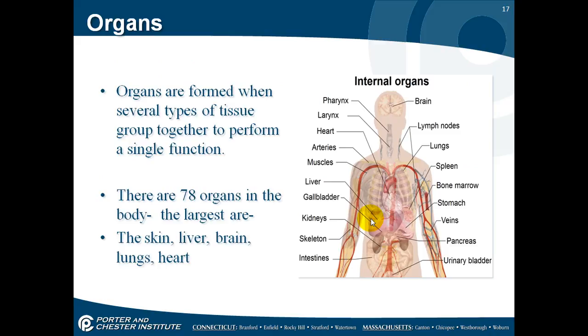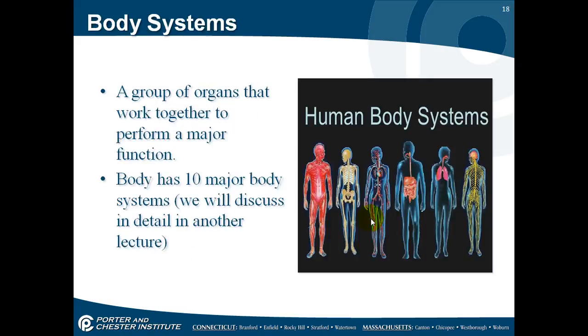Organs. Organs are formed when several types of tissue groups come together to form a single function. There are 78 different organs in the body. The largest is the skin, followed by the liver, brain, lungs, and heart. Body systems are a group of organs that work together to perform a major function. Our bodies have 10 major body systems that will be discussed later on.